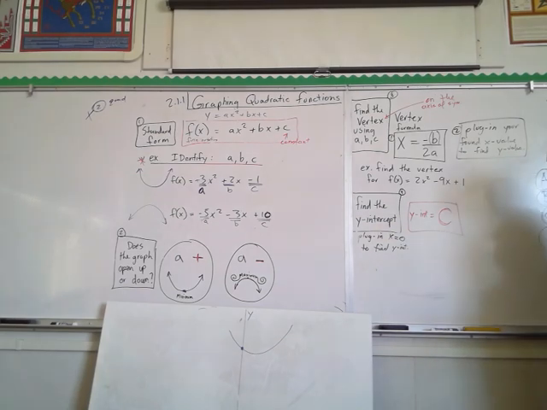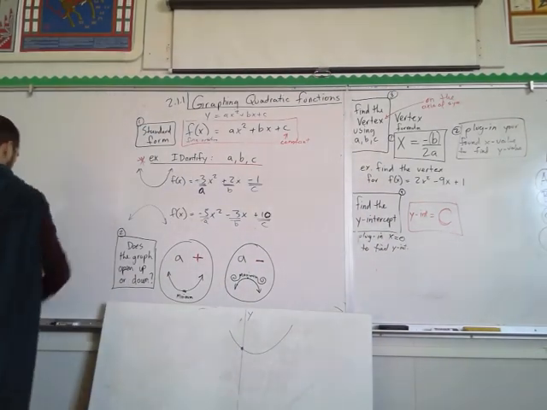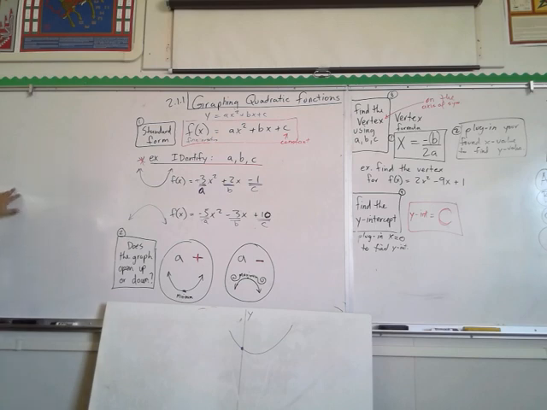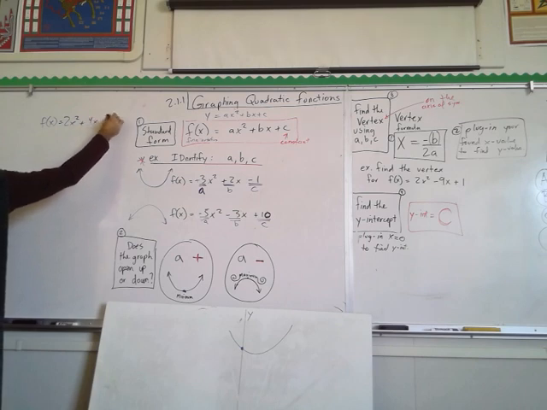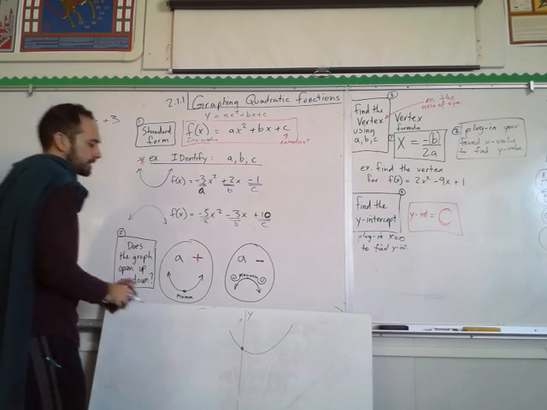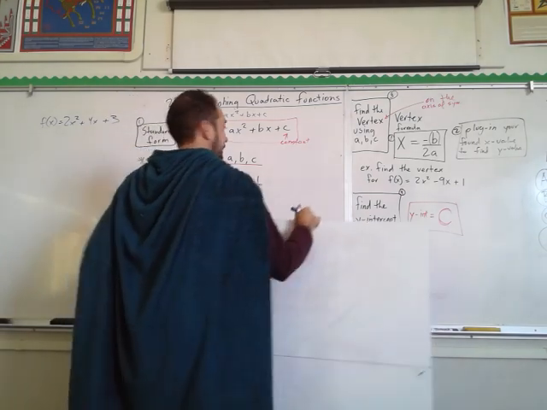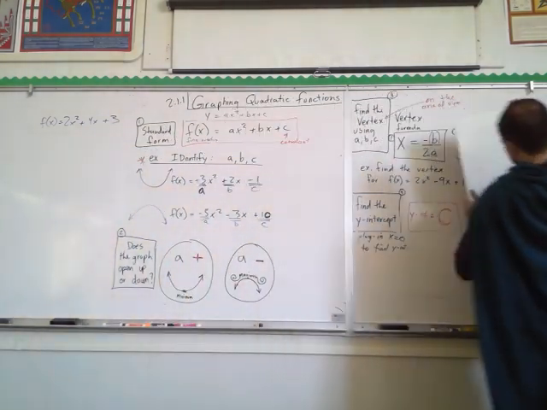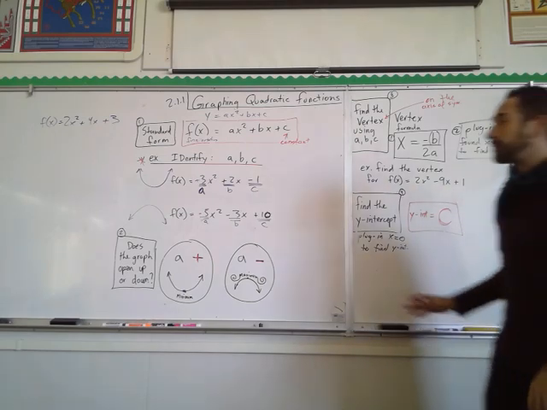So how about we use an example problem over here and work out what we've done. Let's do this one. f of x is equal to 2x squared plus 4x plus 3. We're going to do all our steps and then find the vertex because that's the hardest part. Let's put it here. All right, we're going to be moving things around.